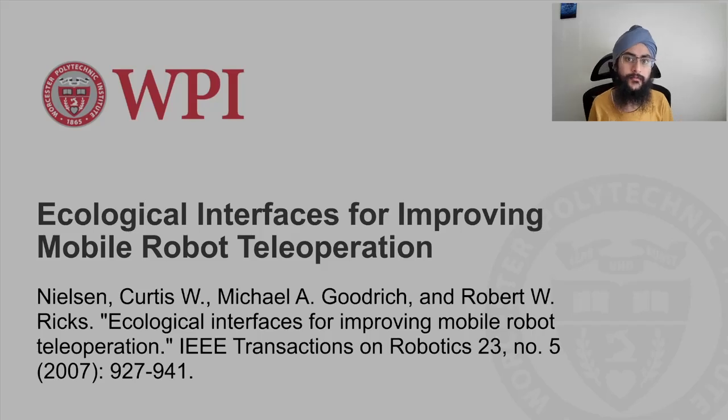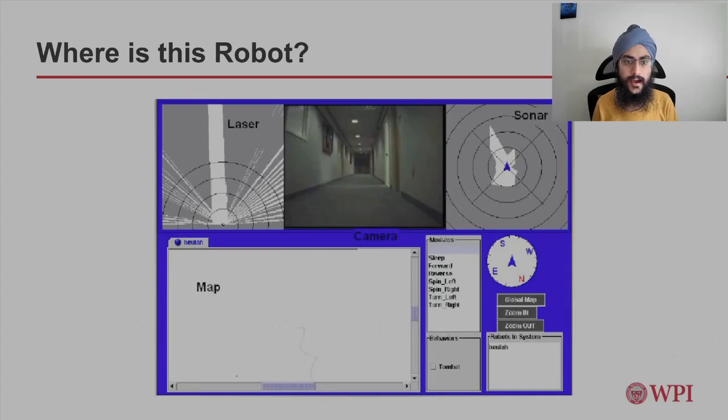Okay, so today I'm going to be reviewing this 2007 paper on making good user interfaces for mobile robots. So let's take a look at this user interface and try and figure out what's kind of going on in the environment of the robot.